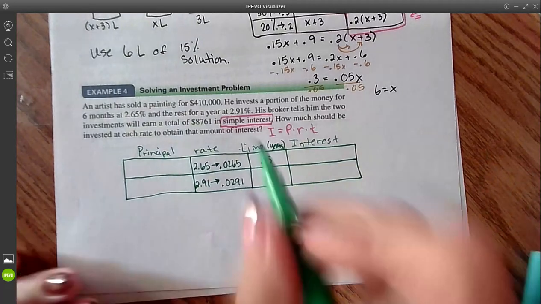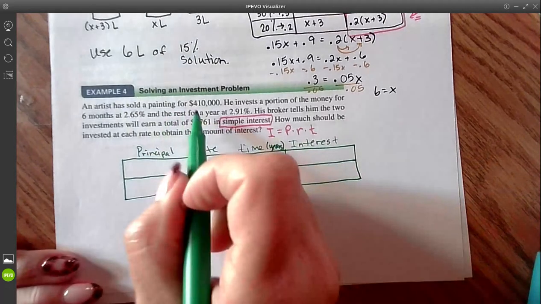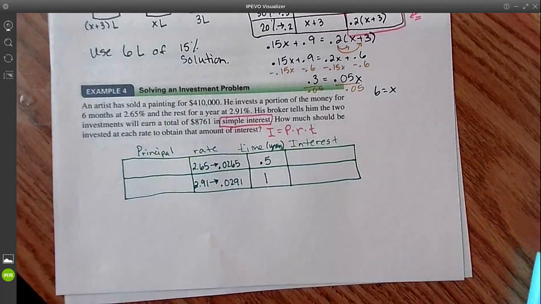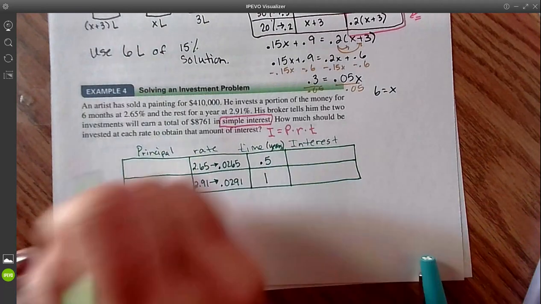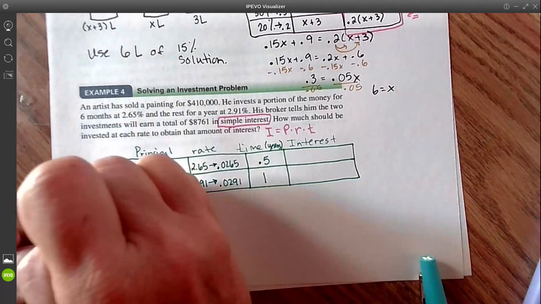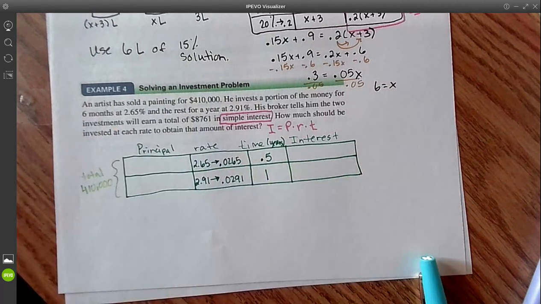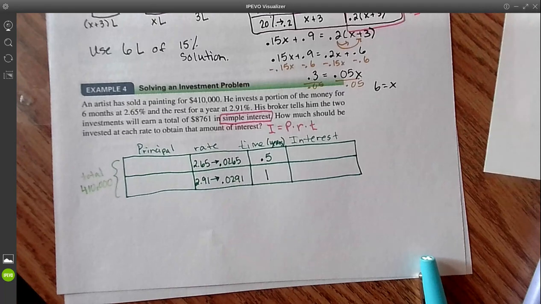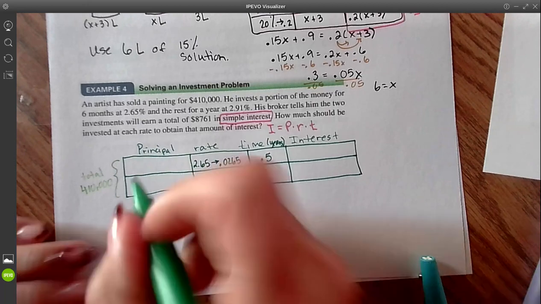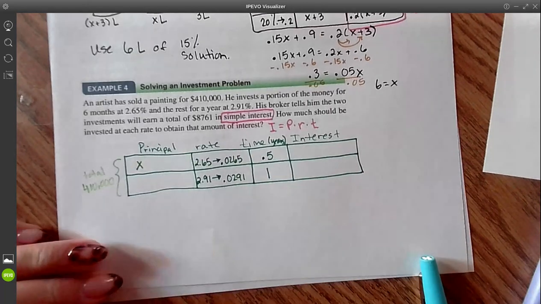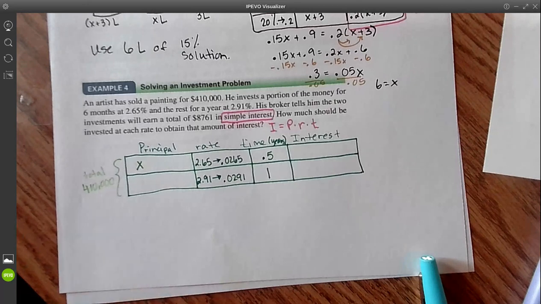We're going to have to go back here to the principal. So he has a total of $410,000 to invest in these two accounts. So this total is $410,000. So what I'm going to do is choose one of those to be my variable, and then use that total to get the other box filled in. So if I let this be X, I just don't know how much I'm investing in there. I'm just going to assign that to the variable X.